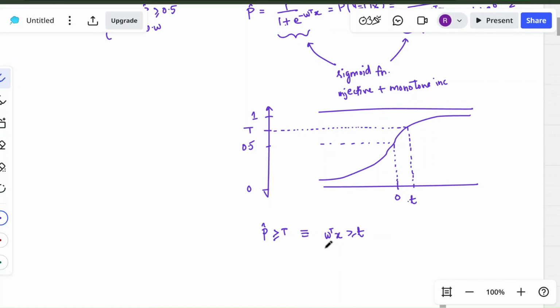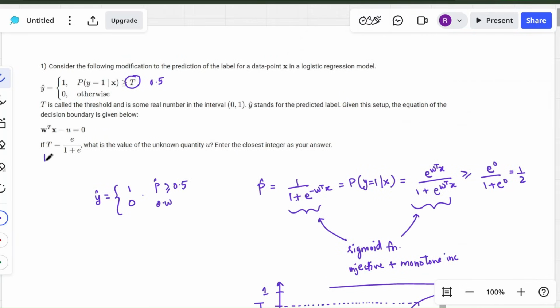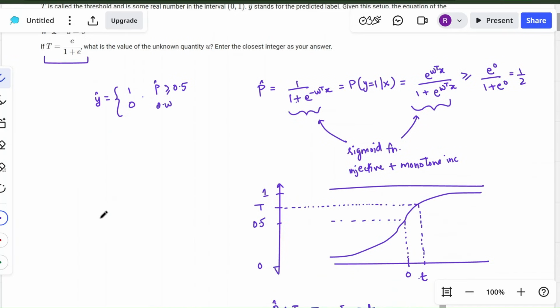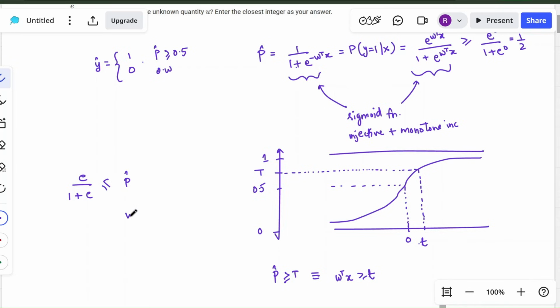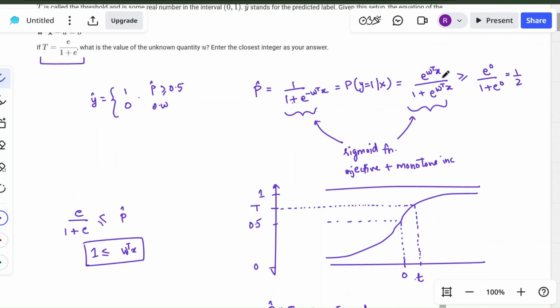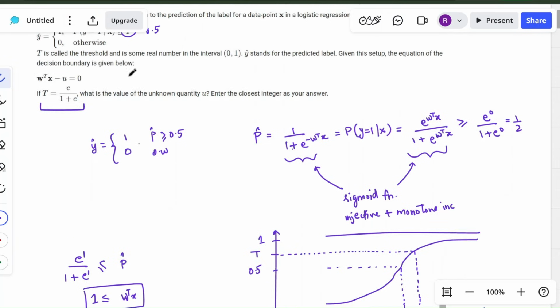And that is exactly what is happening here. What they are saying is take t to be e by 1 plus e, and you want p hat to be bigger than or equal to this. That means W transpose X has to be bigger than or equal to 1. If you observe the pattern, e power 0 by 1 plus e power 0 gives W transpose X bigger than or equal to 0, and here e power 1 by 1 plus e power 1 gives W transpose X bigger than or equal to 1. Therefore, the decision boundary will be W transpose X equal to 1.